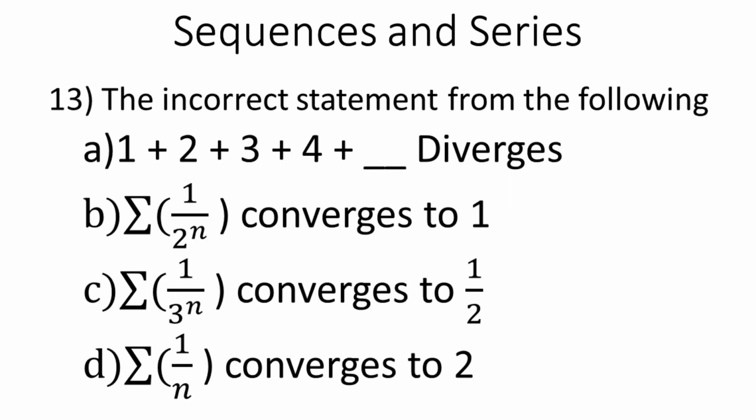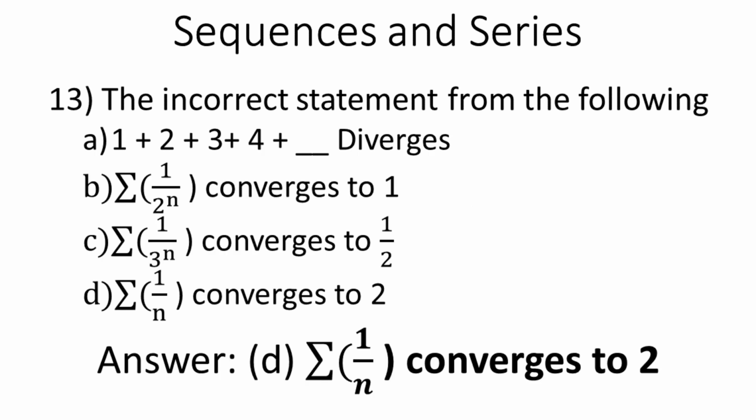Then question number 13. The incorrect statement from the following. Here 4 series are given below. So read carefully and mark the incorrect statement. Here option D is the correct one, that is, sigma 1 by n converges to 2 is the wrong statement.